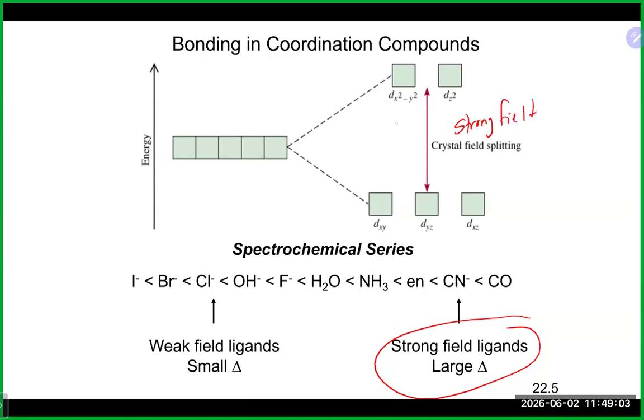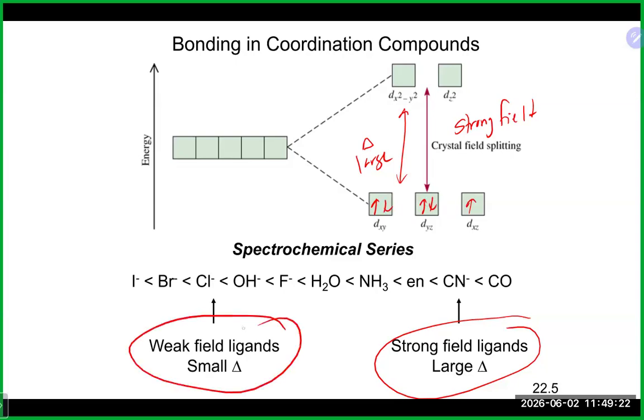that means that this splitting here, the crystal field splitting, which again is sometimes abbreviated as just a delta, is pretty large. And that means that when these electrons go in here, they're more apt to pair up in the lower energy before they would go to the higher.